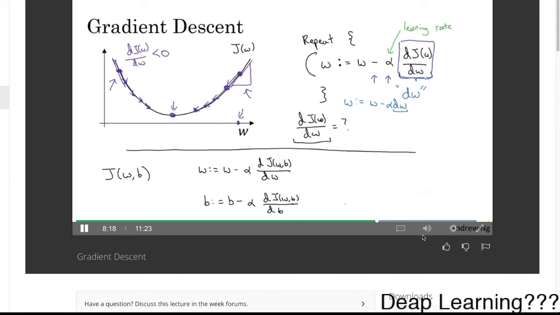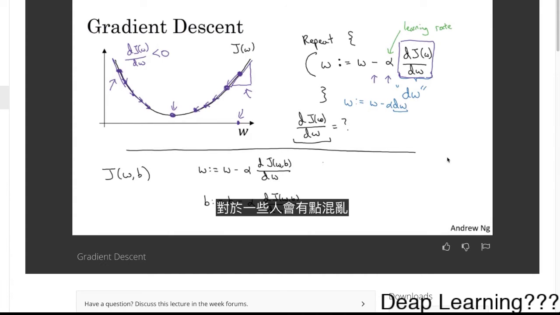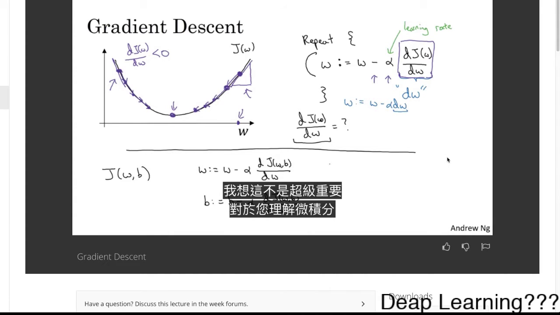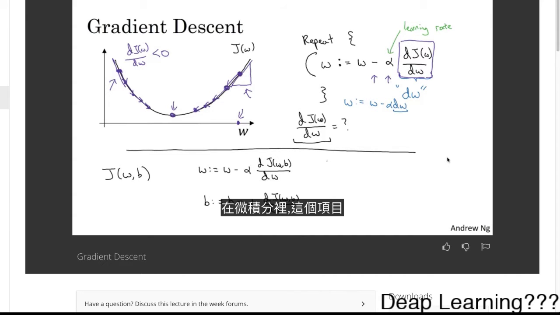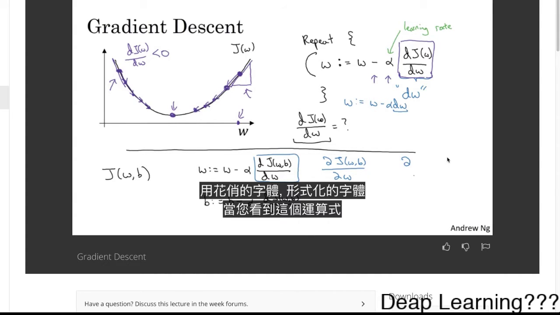As an aside, I just want to mention one notational convention in calculus that is a bit confusing to some people. I don't think it's super important that you understand calculus, but in case you see this, I want to make sure you don't think too much of it. In calculus, this term here we actually write with that funny squiggle symbol. This symbol is actually just a lowercase d in a stylized font. When you see this expression, all it means is the derivative of J of w comma b, or really the slope of the function J of w comma b, how much that function slopes in the w direction.